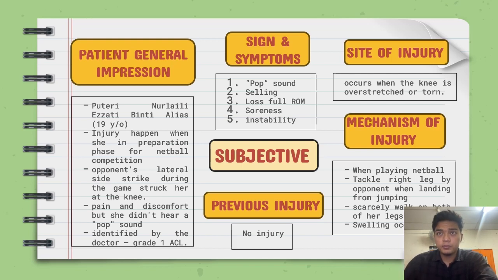For site of injury, an anterior cruciate ligament injury, ACL, occurs when the knee ligament is overstretched or torn, most frequently during athletic competition and training. A ligament can be either entirely or partially torn. The most important stabilizing ligament of the knee is not completely torn by the injury.